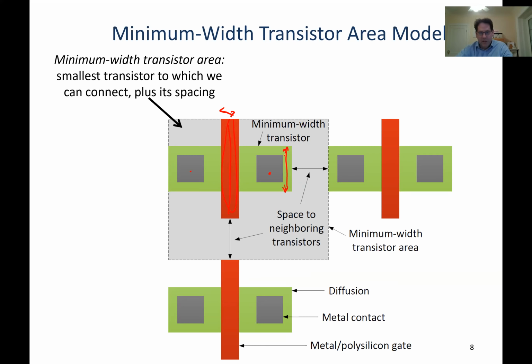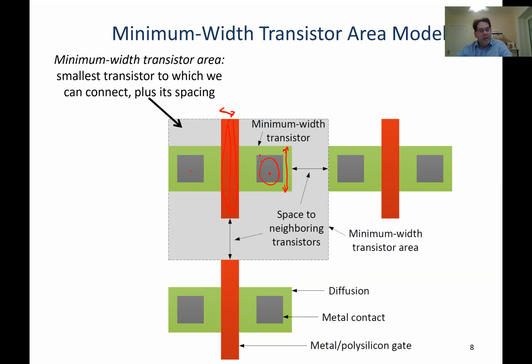We want to make the smallest transistor we can where we can still get contacts down, so we can still connect to it. A minimum width transistor is the smallest generally useful transistor that I could make in a certain process. It's got the smallest width where I can still actually get a contact down.